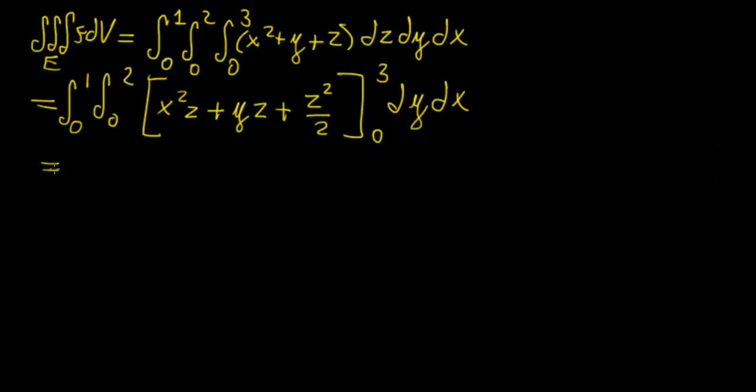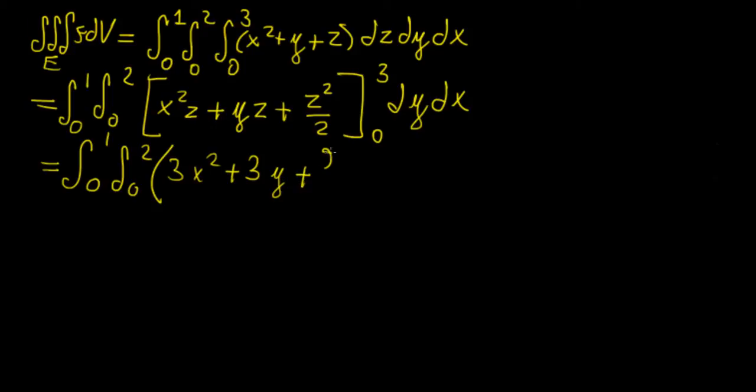And now this is going to become 0, 1, 0, 2. So the 0 is just going to make everything 0. So the 3 is going to go in here. So that's 3x squared plus 3y plus 9 over 2, dy dx. And now we're going to integrate this with respect to y.